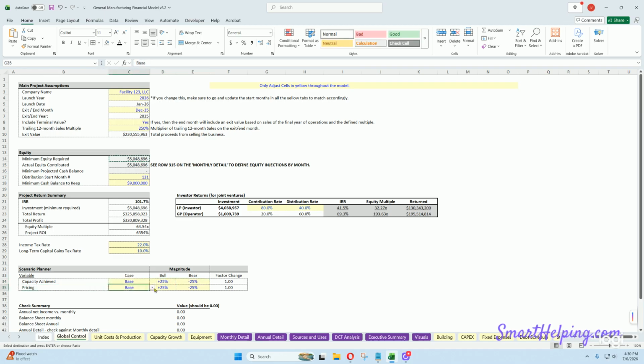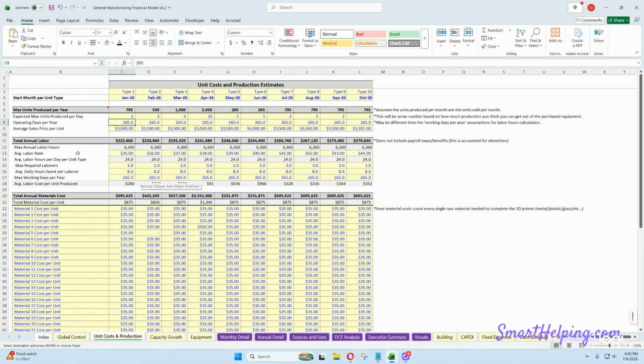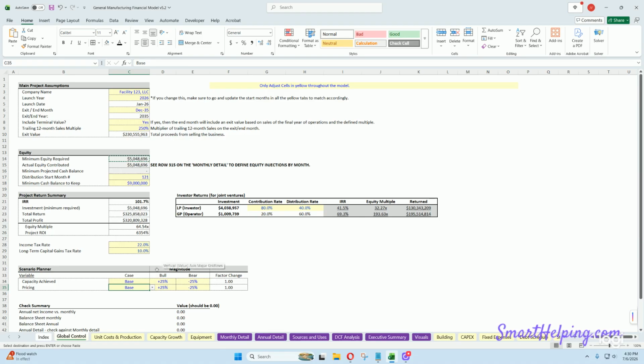For pricing, as well as units and cost of production, you can define the average sales price per unit right here. Then you can adjust that to bear, base, or bull, and it'll adjust. So bull, we're at 438, 320 base, 200 at bear. This is at 25% up and down. Your pricing has a bigger impact on the bottom line than capacity achieved, but they both have pretty significant effects.